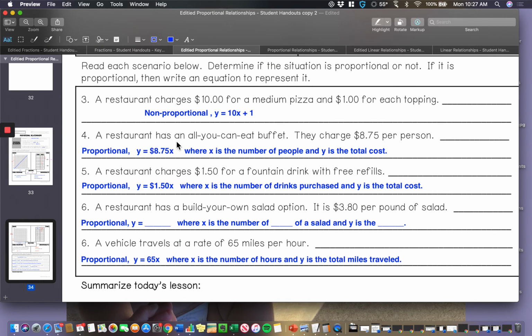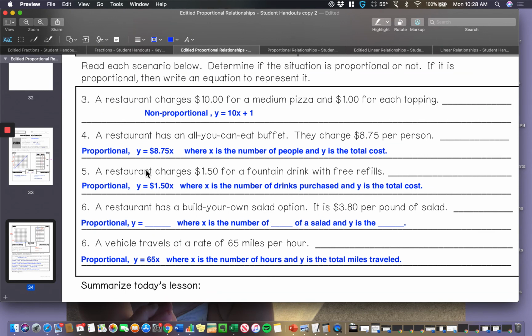So a restaurant has an all-you-can-eat buffet, and they charge $8.75 per person. So it is definitely going to be proportional because X is going to be the number of people, which can change. I don't know how many people are coming to this all-you-can-eat buffet, but I do know each person I bring is going to increase the cost by $8.75, where Y is going to represent the total cost.